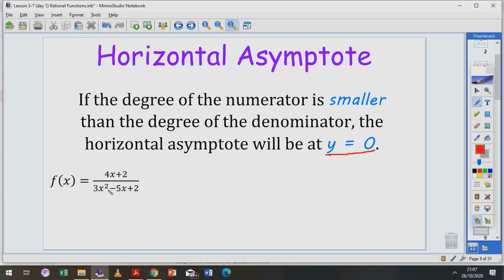What this really means, because for a horizontal asymptote I'm trying to figure out the behavior of this function as the x value goes very high or very low, is that one way mathematically to look at this is to find the biggest power in this rational function. The biggest power is x squared. Then if I divide each term by x squared, I will not have changed the meaning. So I divide 4x out of x squared, 2 out of x squared, 3x squared out of x squared, 5x out of x squared, and 2 out of x squared.